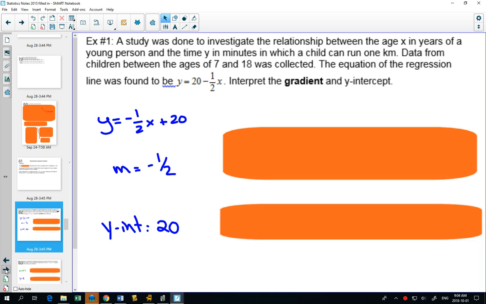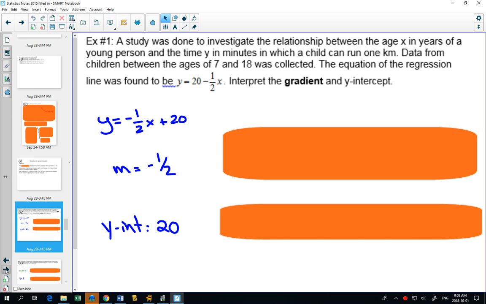So, a study was done to investigate the relationship between age in years and the time it takes a child to run 1 kilometer. Love this test. Nothing like putting a 2-year-old down and saying, go, and timing them on how long they're going to take to run. So you say, well, we need the data. They took all of that data. Okay, they only used children between 7 and 18. 2-year-olds would probably still be running. And they came up with this equation.